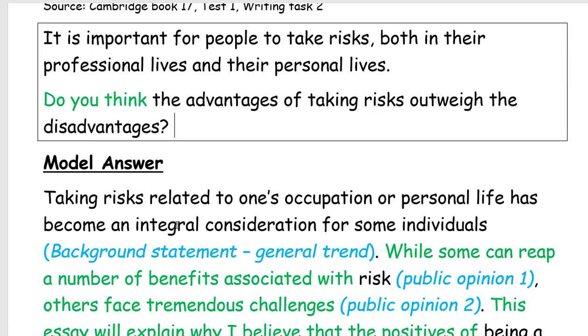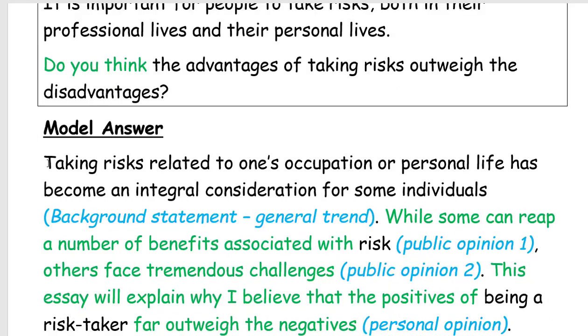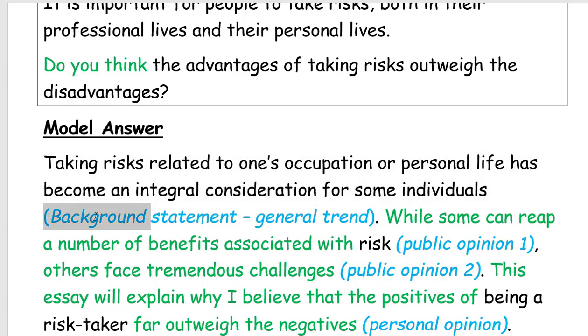Now let's look at my model answer. Firstly, let's look at the introduction. Taking risks related to one's occupation or personal life has become an integral consideration for some individuals. So the first sentence is called a background statement, or in other words, it's a general trend. Something is true around the world, okay?